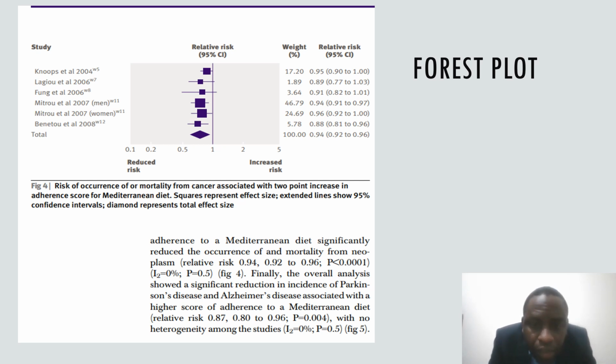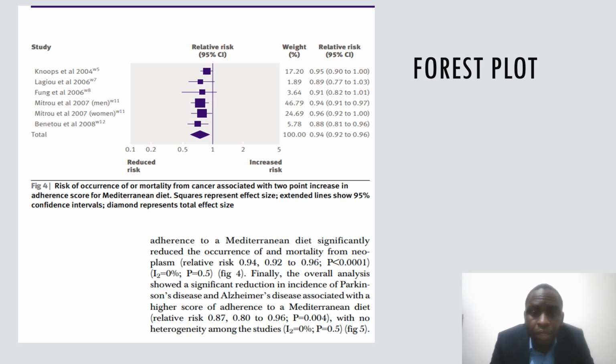So here you can see the author said that overall the analysis showed a significant reduction in incidence of Parkinson's disease and Alzheimer's disease associated with a higher score of adherence to a Mediterranean diet. So in this study the exposure is adherence to the Mediterranean diet, while the outcome is the occurrence, or incidence, of Parkinson's disease and Alzheimer's disease. That means the more intake of the Mediterranean diet, the lesser the incidence of Parkinson's disease and Alzheimer's disease. I hope that is very, very clear. All right.